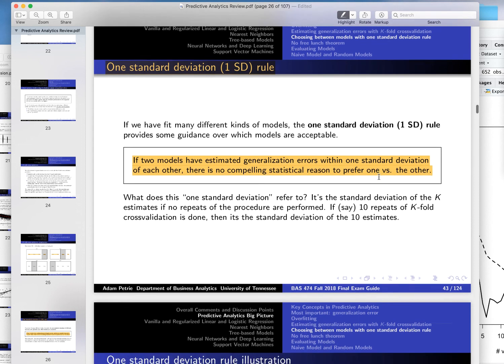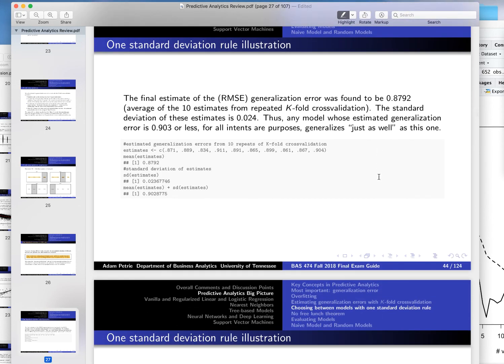So what does that one standard deviation actually refer to? Well, it ties back into the values that we got out during k-fold cross-validation. If we did 10-fold cross-validation, we would get 10 estimates of the generalization error. That training data would have been split into 10 equally sized chunks, and each one of those 10 chunks would have had a chance to serve as the validation set. And if we were to look at the distribution of those 10 estimates of the generalization error, we'd find a little bit of variety. If we just looked at the standard deviation of those 10, that's what that standard deviation is referring to.